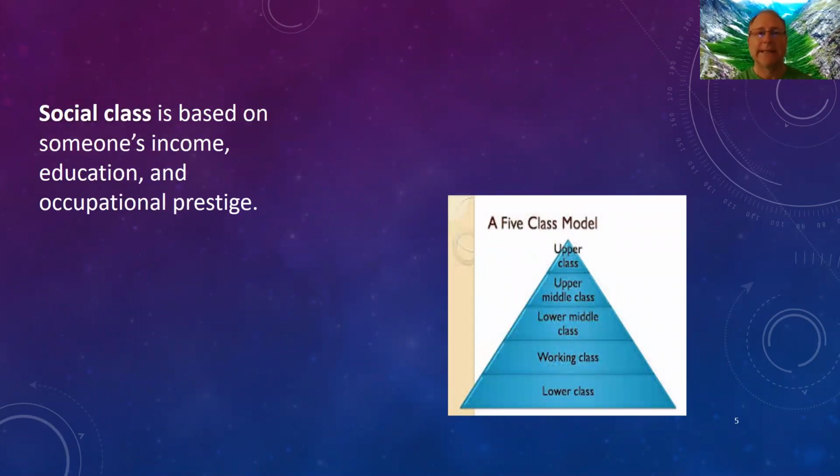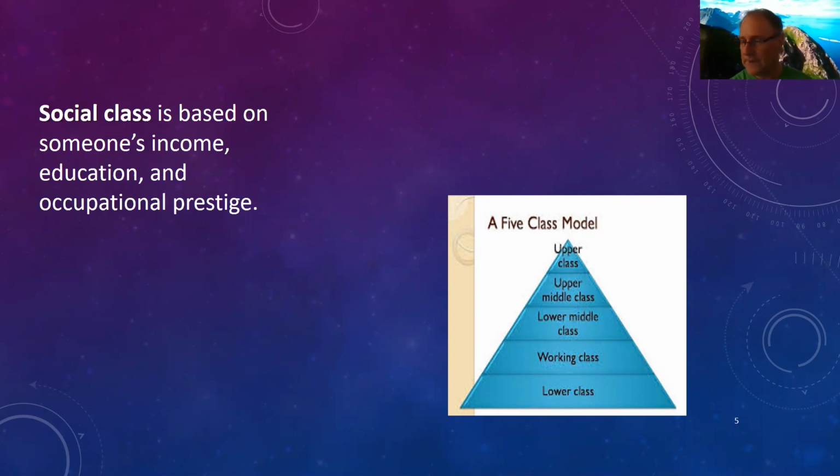Social class is based on someone's income, education, and occupational prestige. Not only do others have different expectations for us based on our social class, for example, upper class or working poor, we see the world differently and have different expectations for ourselves.